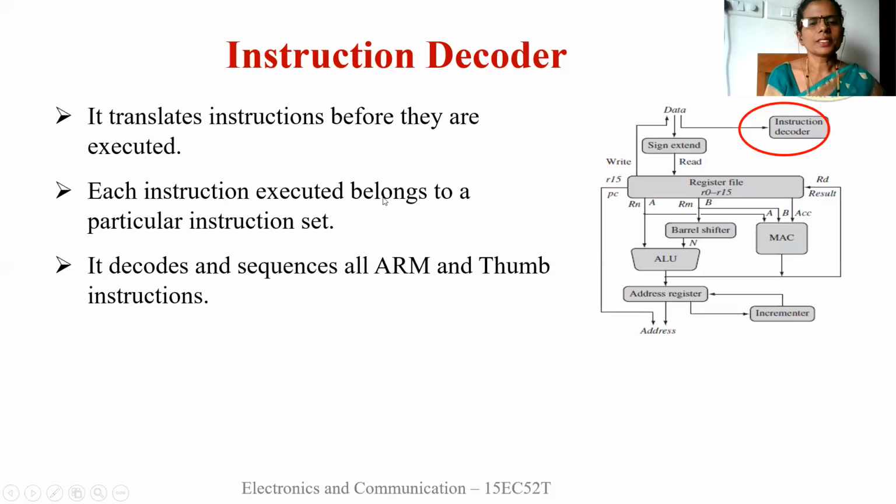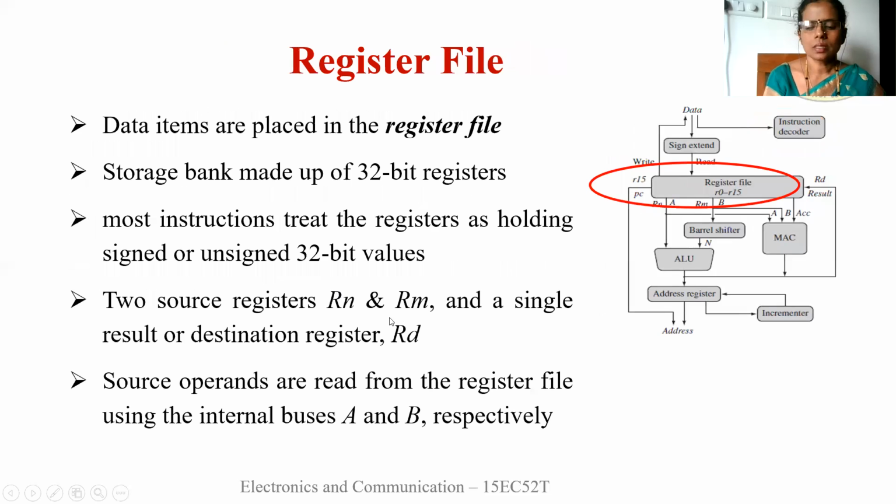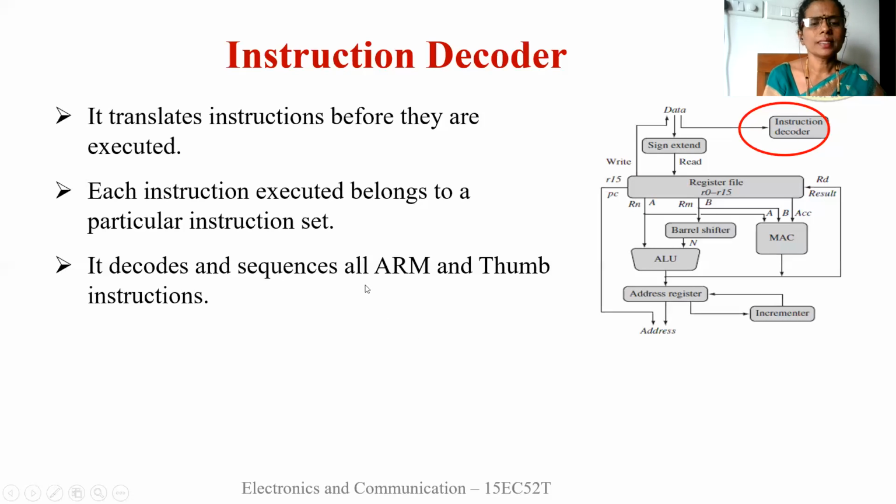Each instruction executed belongs to a particular instruction set. It belongs to a particular group of the instruction set and it decodes and sequences all the ARM and Thumb instructions. I told you ARM supports the ARM instruction set as well as the Thumb instruction set.